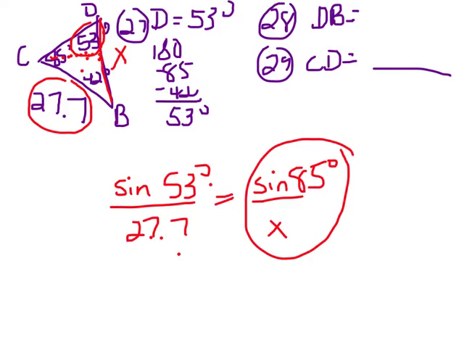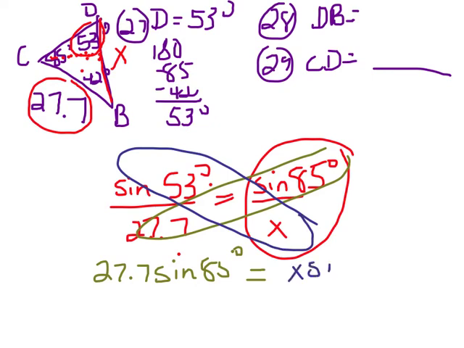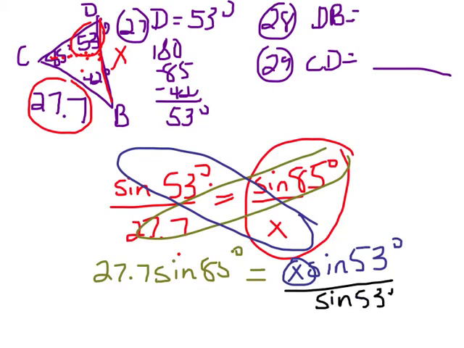So dB is sin 85? Yeah, we cross multiply. Good. So that's going to be 27.7 sine 85 degrees is equal to, I'll switch colors here, X sine 53 degrees multiplied together. But I want to get X by itself, so what am I going to divide both sides by? Yep, that's how we get rid of it. Just like we would get rid of a number, we divide both sides by that.